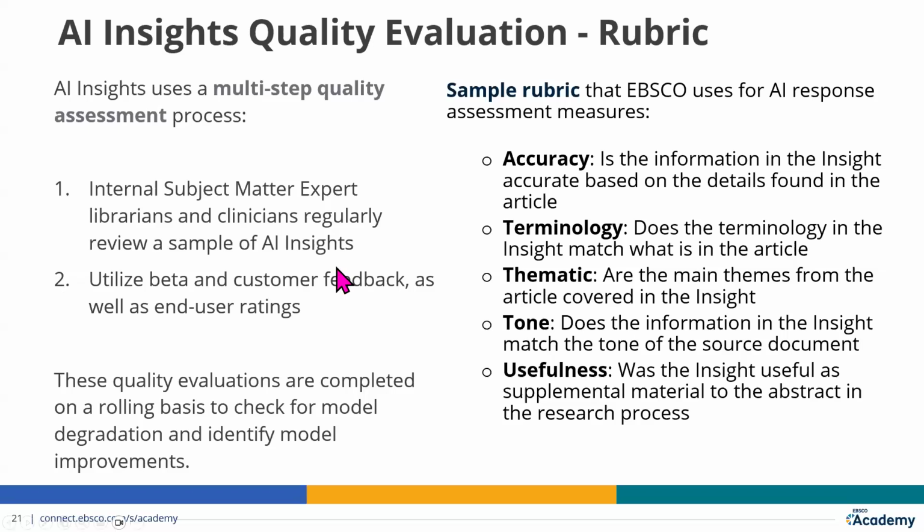So they will check things like the accuracy of the information and is it relevant to the article that it's referencing? The terminology that's used in the insight, does it match what's in that article? The themes, so are the main themes from the article covered in that insight? The tone, does the information in that insight match the tone of the source document? And the usefulness. So was it useful as supplemental material to the abstract in that user's research process? So this is that rubric that our human in the loop team will review.